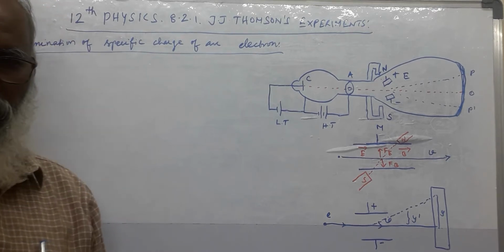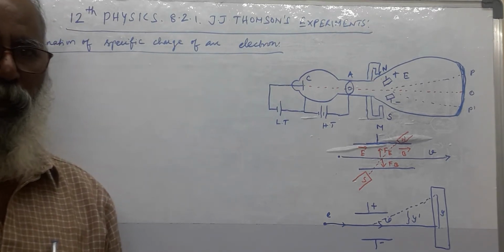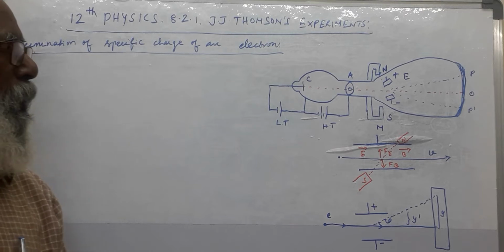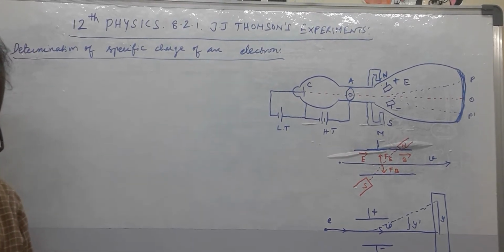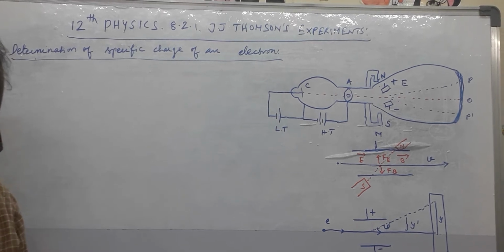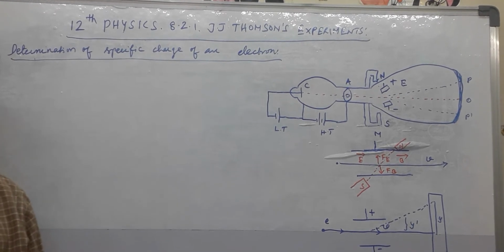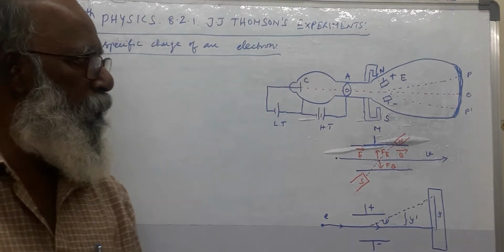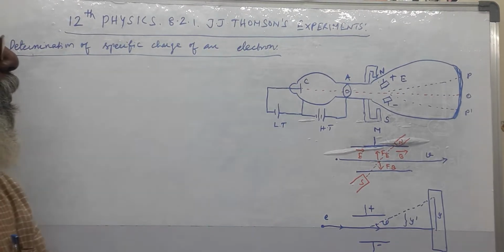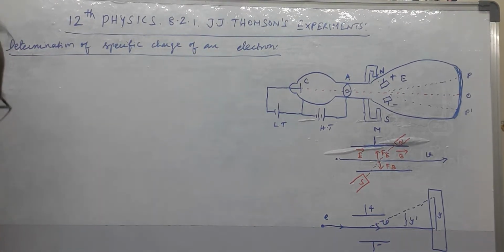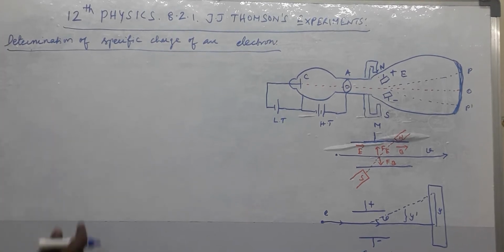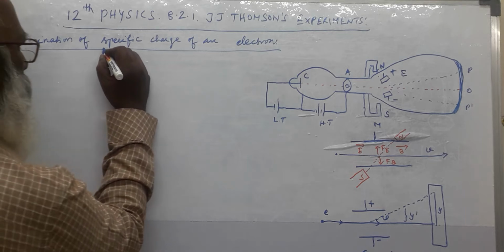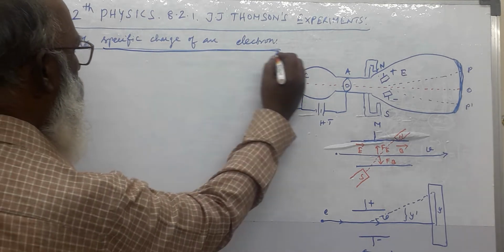Today in 12th Physics, second volume 8.21, as per the heading Atomic and Nuclear Physics, 8.21, JJ Thomson experiments. Actually, from this experiment, we are going to determine the specific charge of an electron.